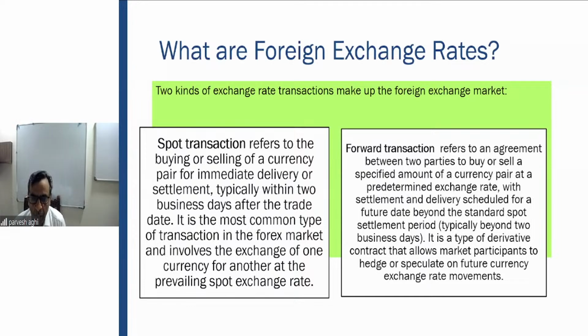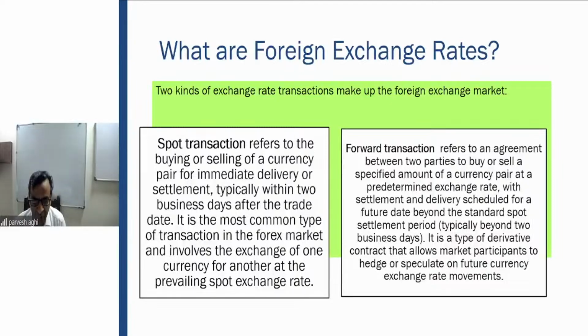Now, whenever we require dollars or any other currency for our immediate requirement, either as an importer or an exporter, we go to the bank or a broker and buy our choice of currency on the day itself. That will be called a spot transaction. That means immediate buying.